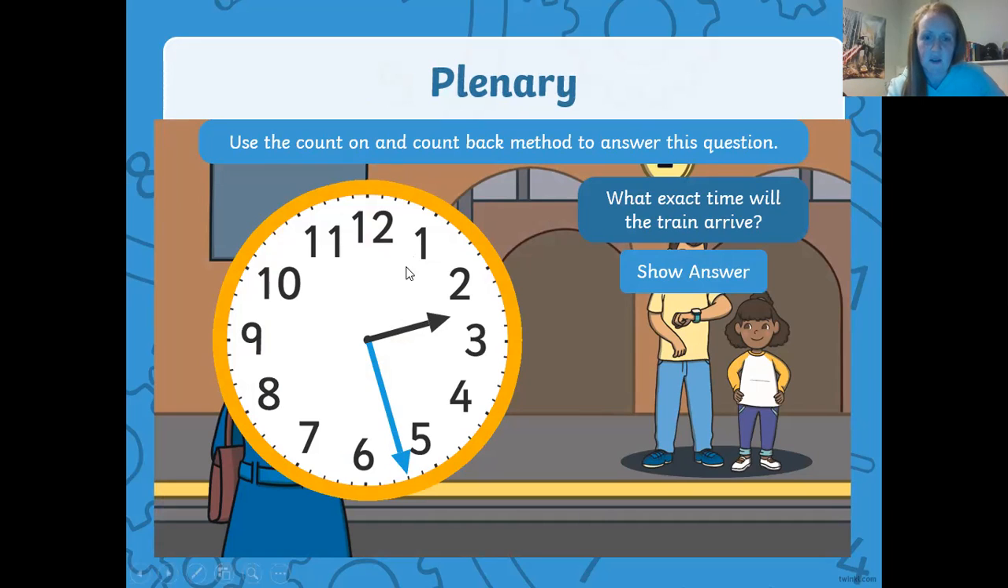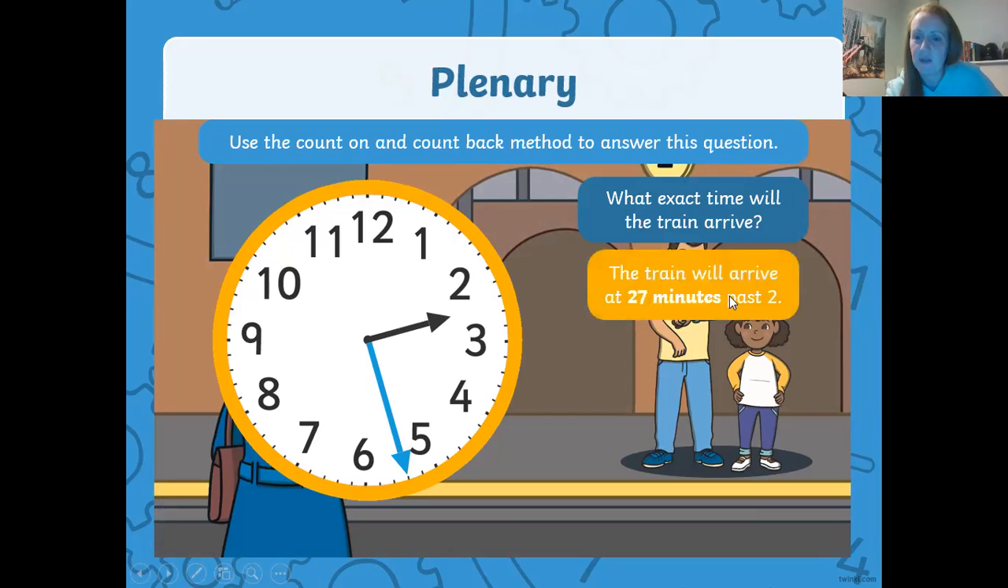We'll do it together. So my hour is now at 2. It's not quite on the 3. So that's my hour. And my minutes, I'm going to count in fives. 5, 10, 15, 20, 25, 26, 27. I'm just going to double check because I know this is 30 minutes past. 30, 29, 28, 27 minutes past 2. 27 minutes past 2. Well done if you got that right. If I was writing it on a digital clock, I would write it as 2:27. Well done.